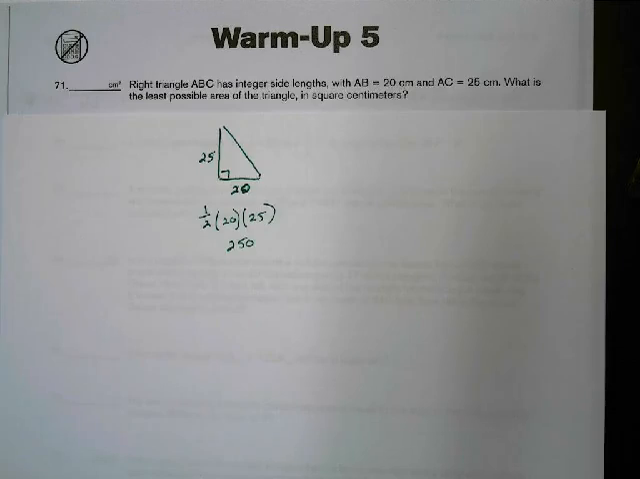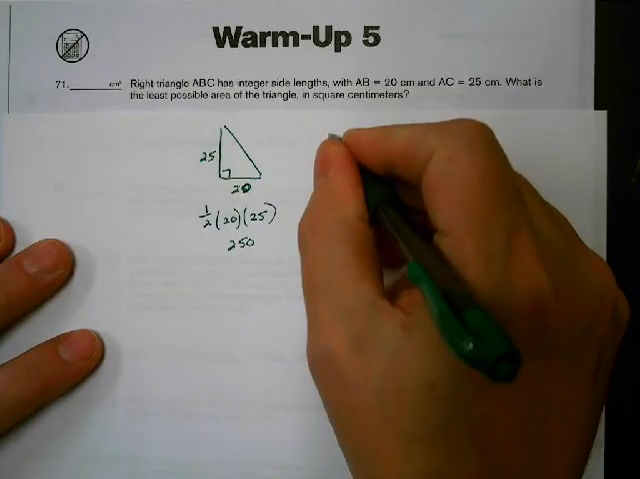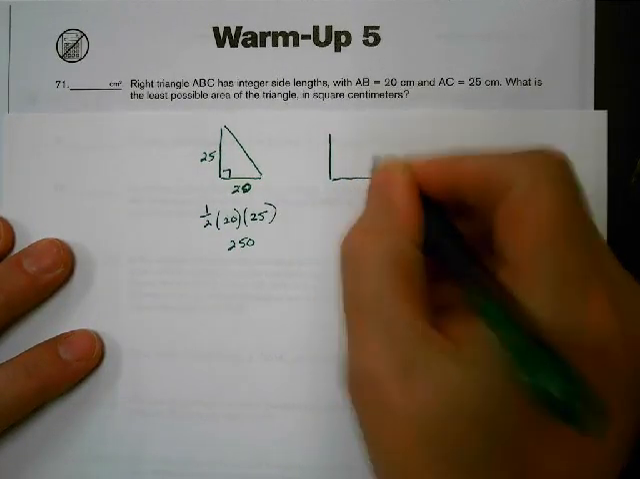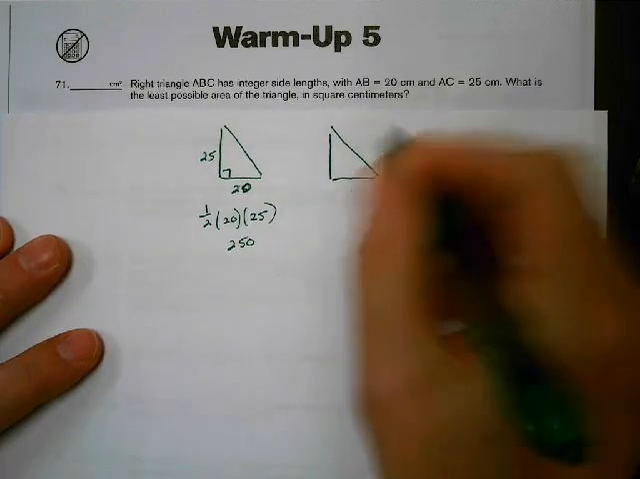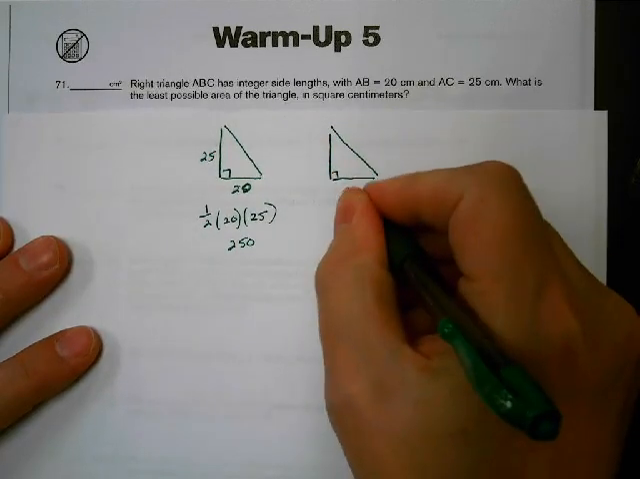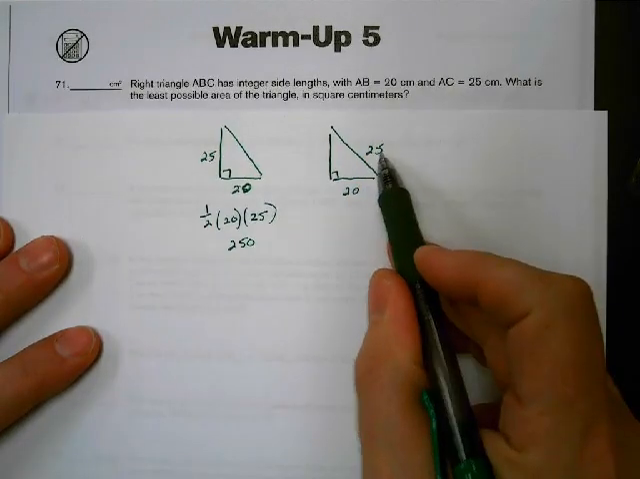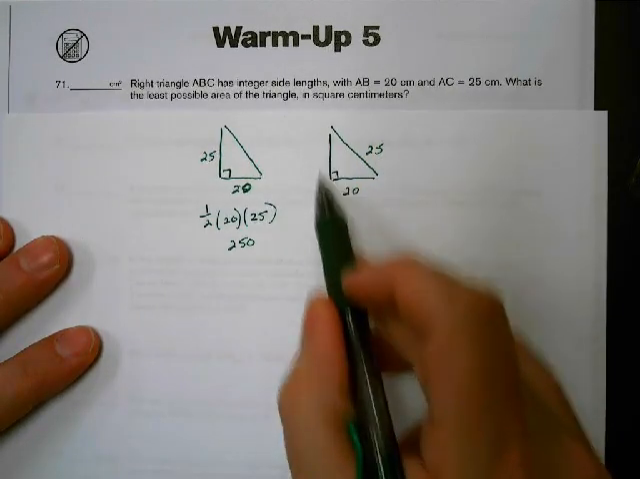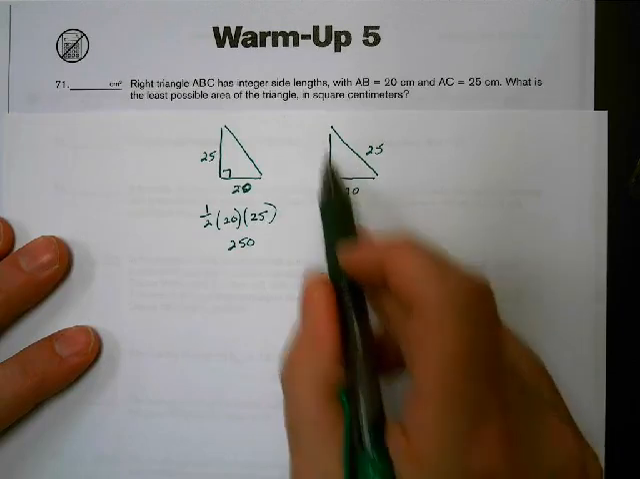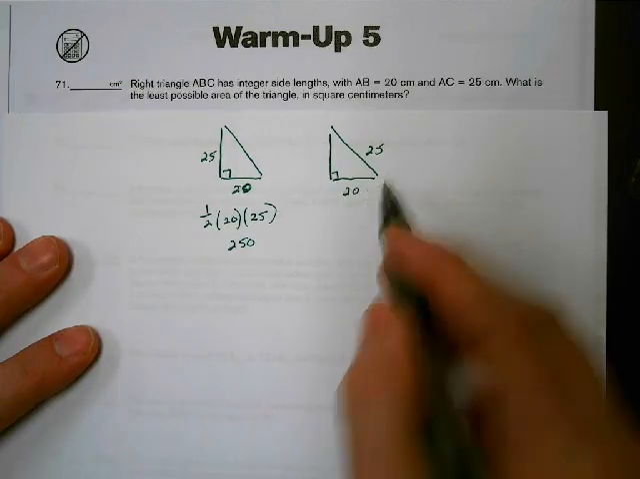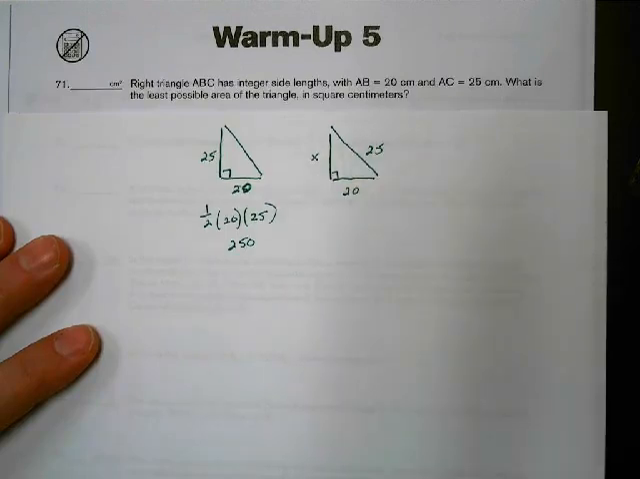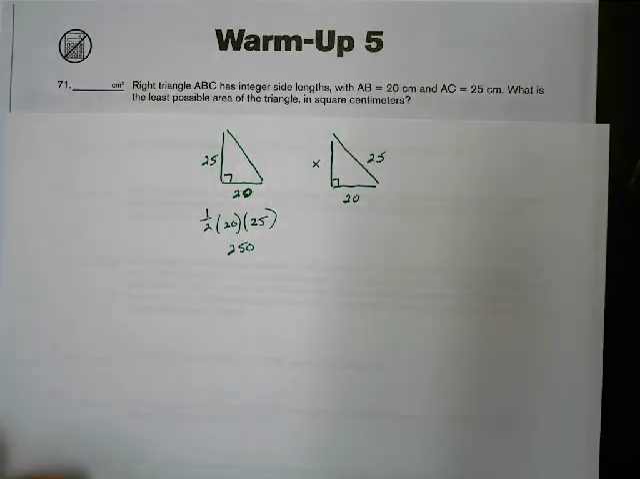All right, so that's one way we can do it. That's not the best way. The best way is to make the hypotenuse 25. Now, I can't find the area using the 25 and the 20 because when we're doing base and height, they have to be perpendicular to each other. So I still need to find this side. Now you can use the Pythagorean theorem if you want to, but this is a Pythagorean triple.